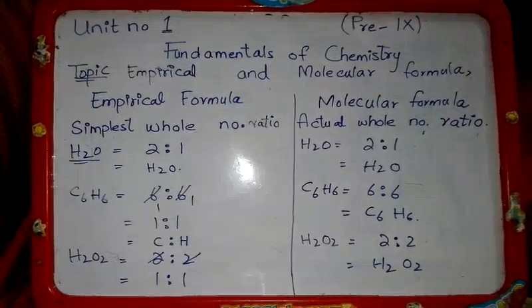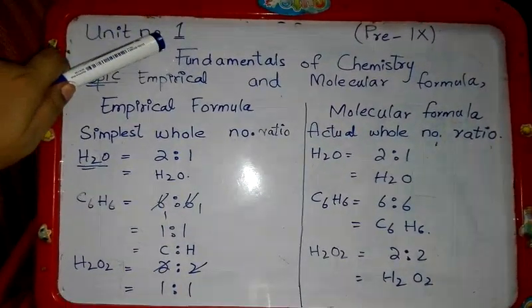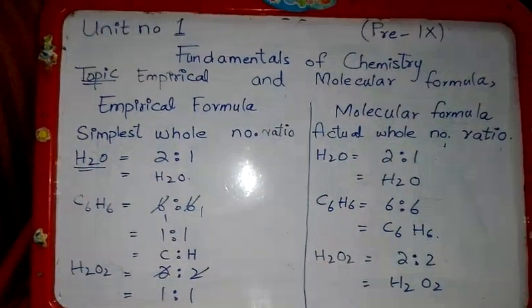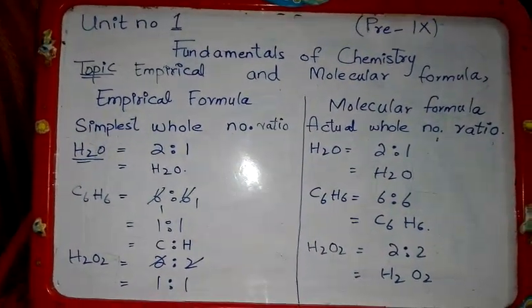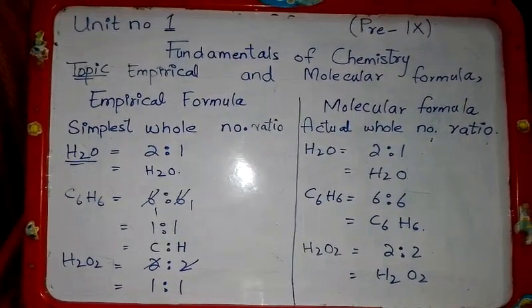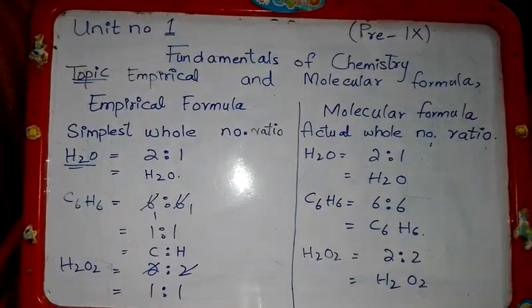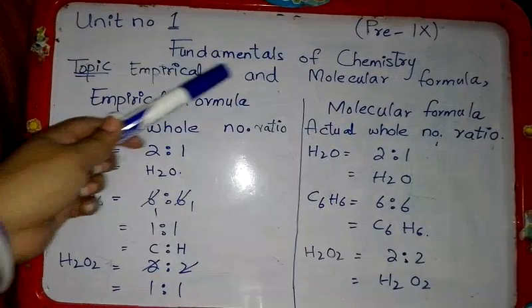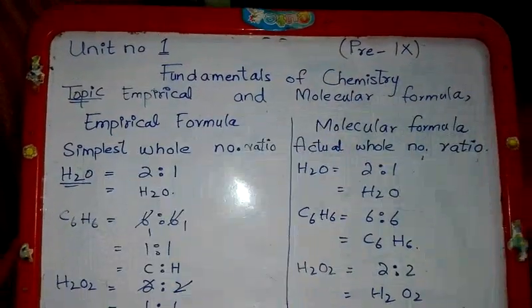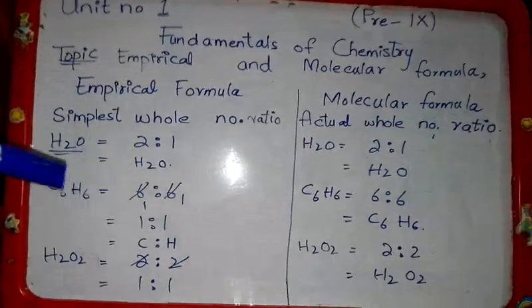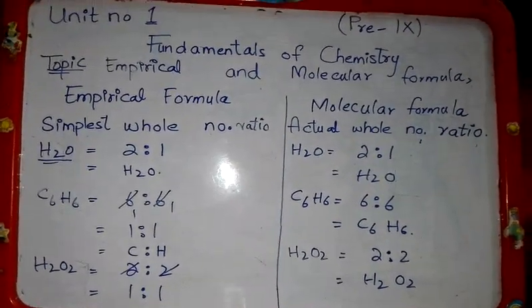We are reading chemistry's unit number 1. The name of that unit is Fundamentals of Chemistry. As we are on unit number 1, we are reading the basic terms of unit number 1, and from those basic terms, today our term is empirical and molecular formula. What are we going to read today? What is the topic? Empirical formula and molecular formula.